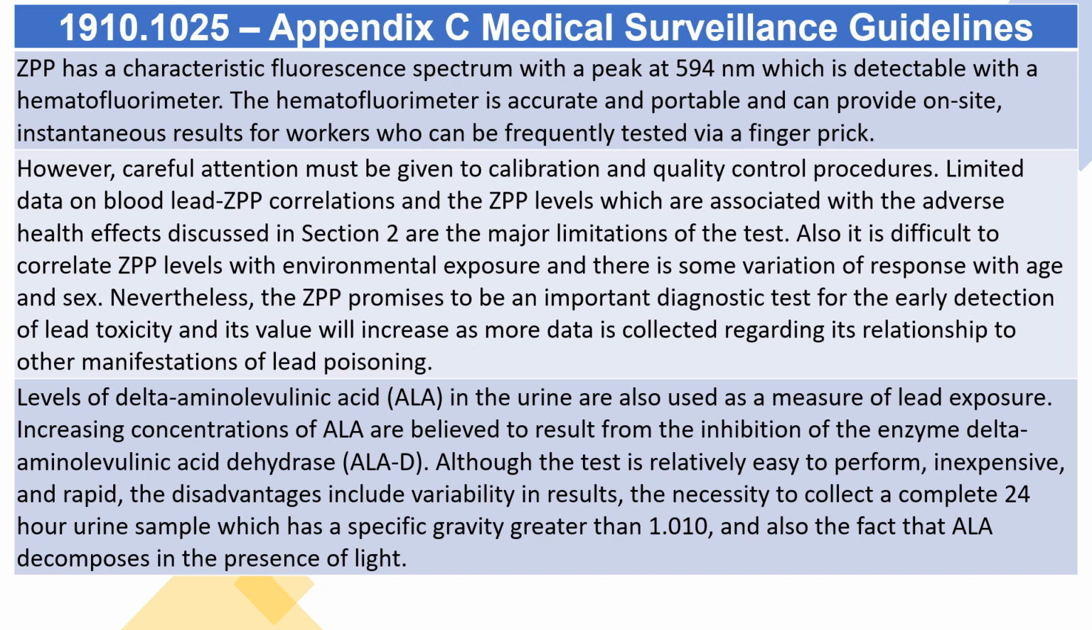Levels of delta-aminolevulinic acid, ALA, in the urine are also used as a measure of lead exposure. Increasing concentrations of ALA are believed to result from the inhibition of the enzyme delta-aminolevulinic acid dehydrase, ALAD. Although the test is relatively easy to perform, inexpensive, and rapid, the disadvantages include variability in results, the necessity to collect a complete 24-hour urine sample which has a specific gravity greater than 1.010, and also the fact that ALA decomposes in the presence of light.